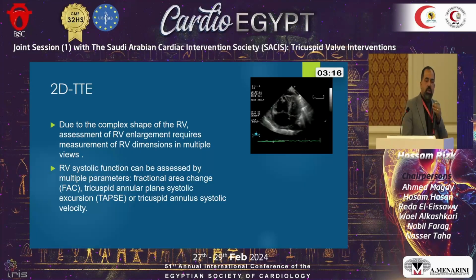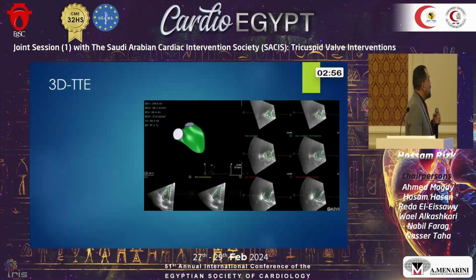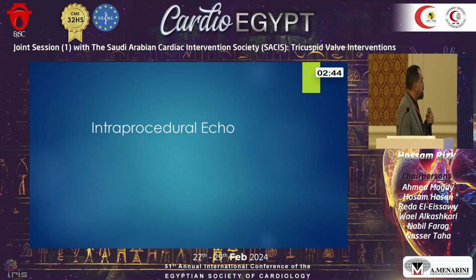The RV function we can assess using transthoracic echo through TAPSE, through the tricuspid annular systolic velocity with tissue Doppler, or through fractional area change. Although these modalities have limitations regarding their sensitivity and are affected by afterload and loading conditions as a whole. Here we can use 3D transthoracic echo for the volumetric assessment and function of the RV, which seems to be more compatible with the CMR results.